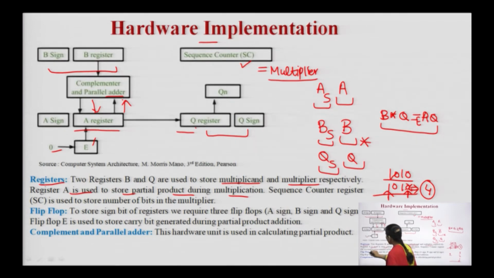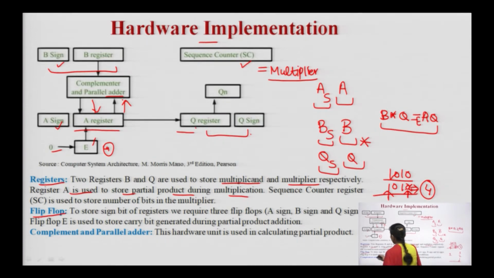Then flip flops, that are 1-bit registers. There are 3 flip flops we have taken: AS to store the sign of A, BS to store the sign of B, and QS to store the sign of Q. Another flip flop, the 4th, that is E, is used to store the carry bit if it is generated during either the partial product or the final product addition.